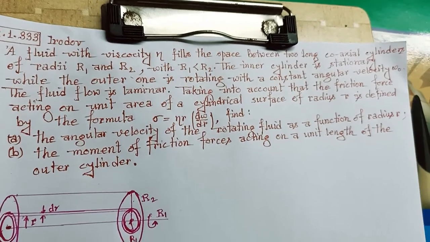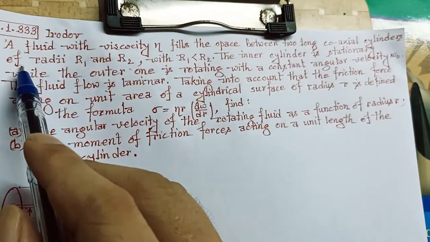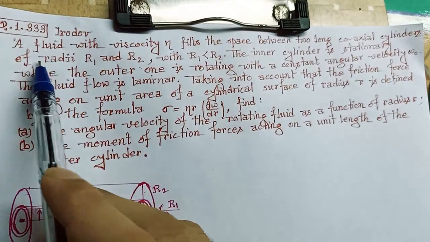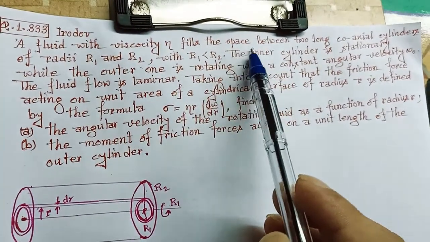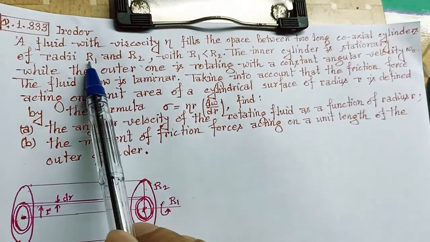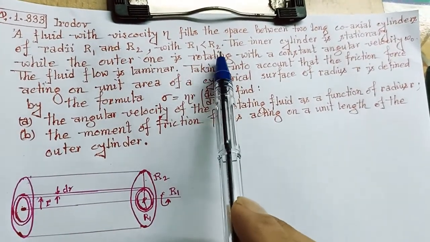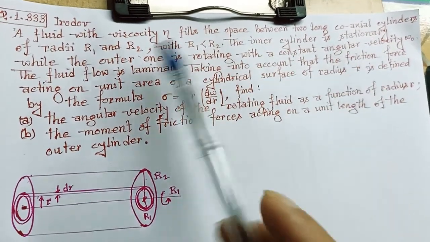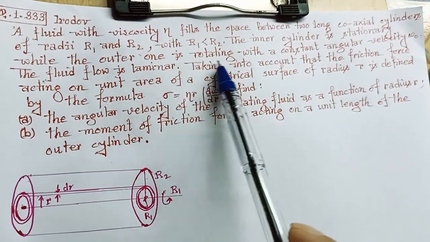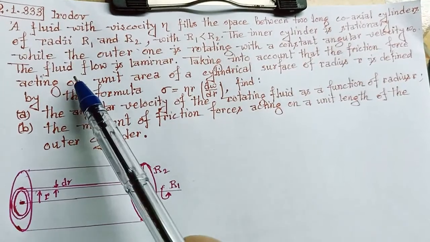Here is problem number 1.333 from hydrodynamics of fluid mechanics. In this question, it is given that a fluid with viscosity eta fills the space between two coaxial cylinders of radii R1 and R2 with R1 less than R2. The inner cylinder is stationary while the outer one is rotating with a constant angular velocity omega naught.